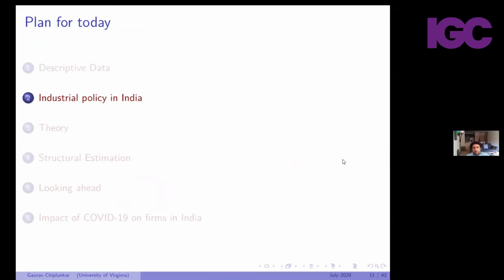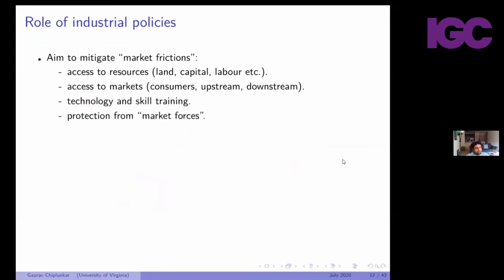Now let's move the discussion to looking at how industrial policy in India has evolved since independence, so over the last 70 years. If you think about the role of industrial policy that a policymaker has in mind, at the heart of everything, what you want to do is mitigate certain so-called market frictions, right? So which means what?